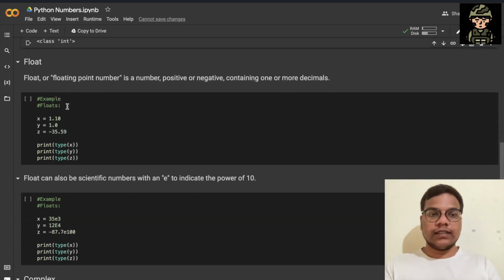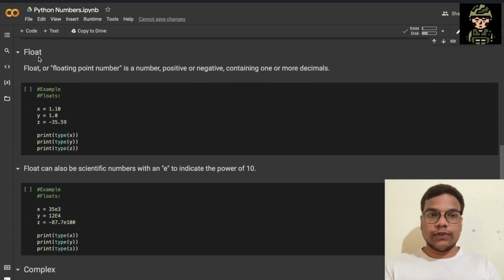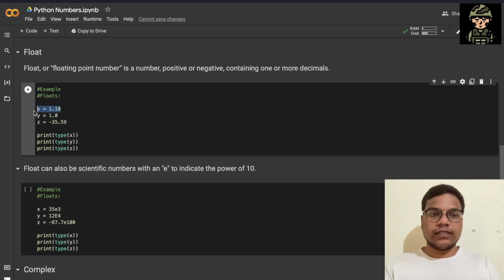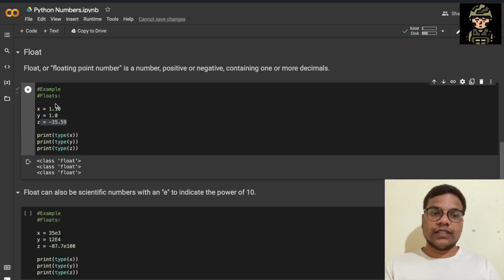Now we are going to discuss float. A float, or floating point number, is a number, positive or negative, containing one or more decimals. So here you can see this is a decimal, this is also a decimal, this is also a decimal. I'm just going to run this so that you can see.